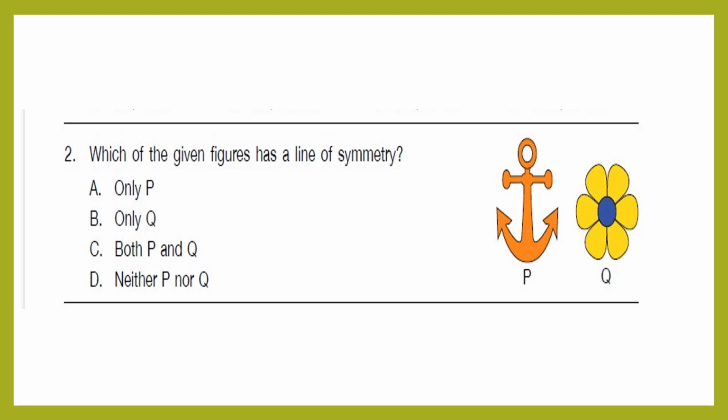Question number 2. Which of the given figures has a line of symmetry? These figures are given. If we draw a line in between them, we can divide each picture in two equal parts. Each figure can be divided in two equal parts. So both figures have a line of symmetry. So our answer is option C, both P and Q.